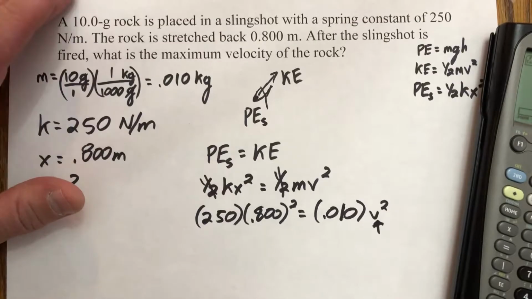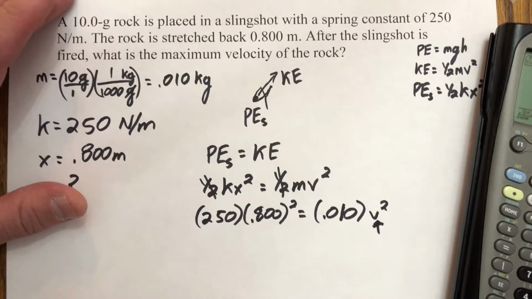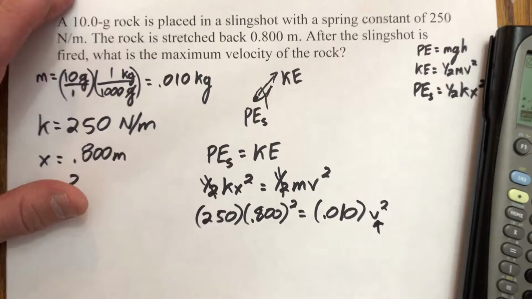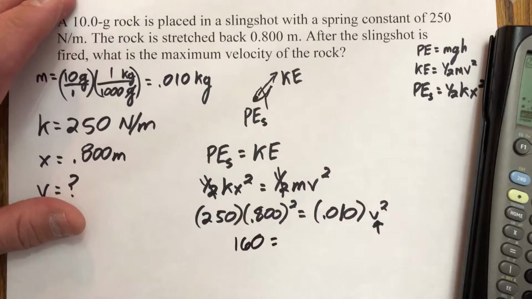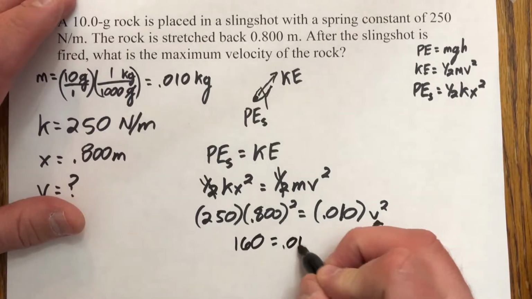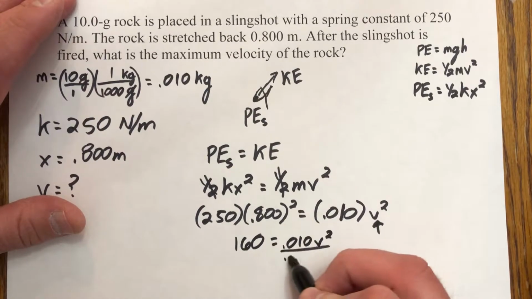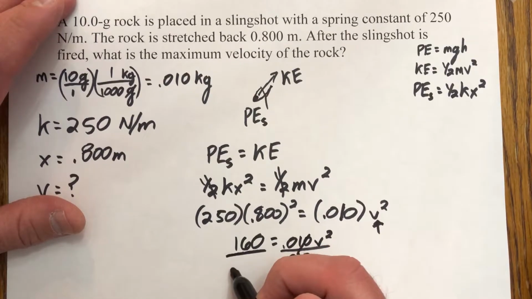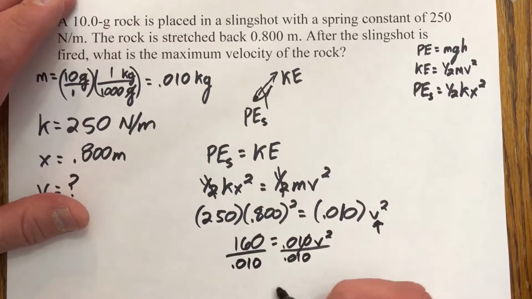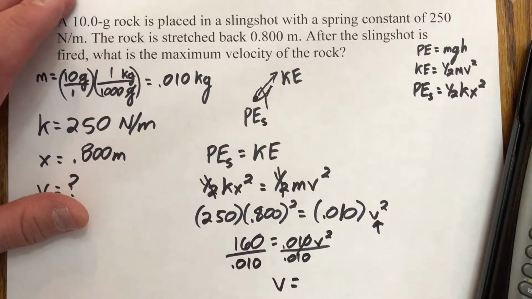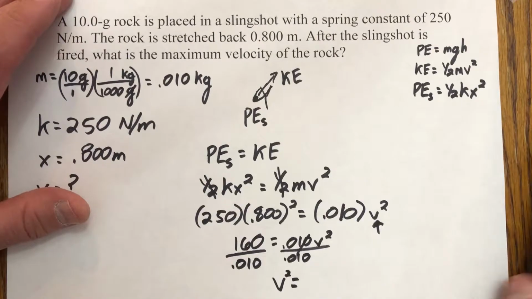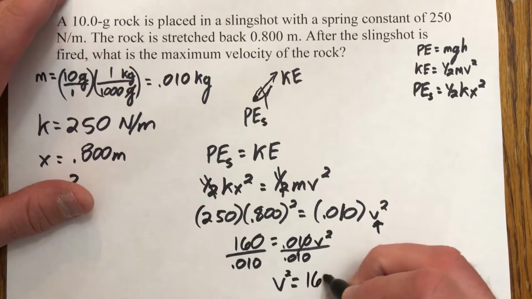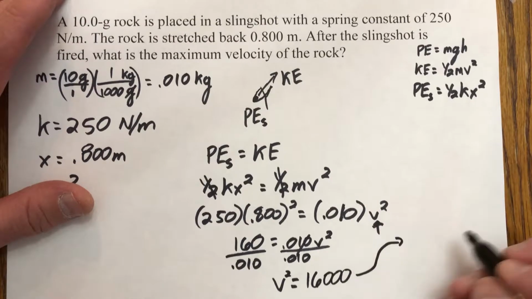So we do a little math. We get 0.8 squared, so we times it by 0.8, times by 250, and we get 160 over here, equal to 0.010 v squared. So divide both sides by 0.010, and actually it's velocity squared still, equals 160 divided by 0.010, which gives me 16,000. I'm gonna finish the problem right here.